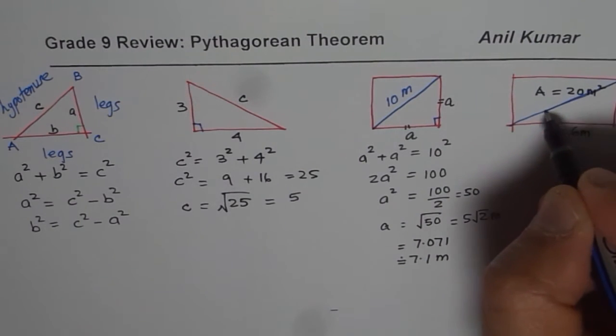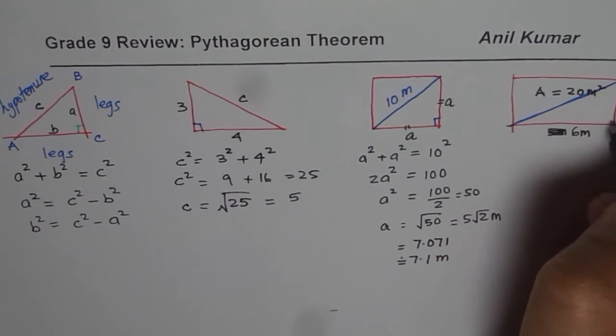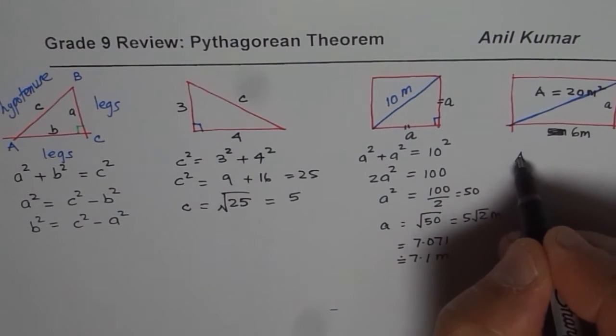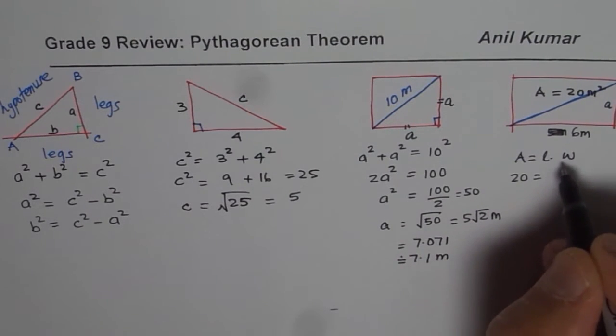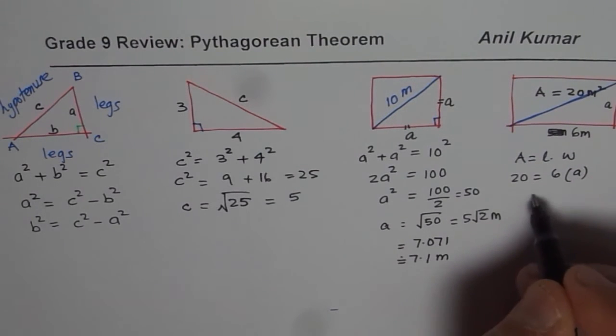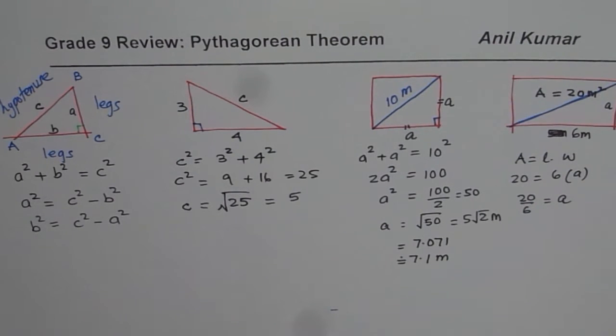So if I have to find the length of the diagonal, what is that going to be? Now that is your challenge question. How are you going to do this particular question? Well, the idea is we don't know what this side is. You say let this side be A, but we know area is 20. Since area equals length times width and area is 20, so 20 is 6 times A, my width, right? So A will be equal to 20 divided by 6. So we know what A is.